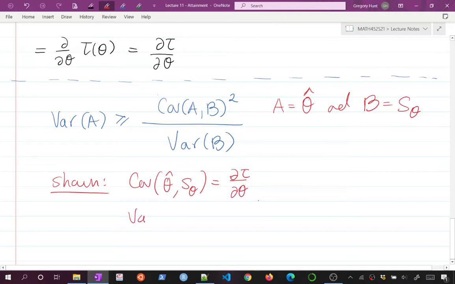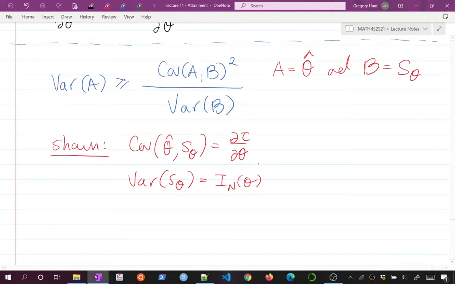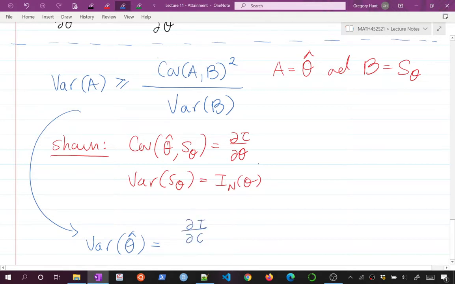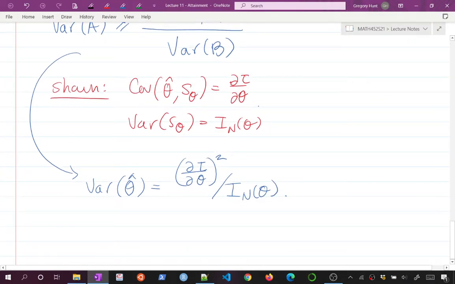We know that the variance of the score is, by definition, in some sense, the information. And variance of A is just the variance of our estimator. So if we plug all these in, we get the variance of theta hat is at least the covariance between theta hat and S, squared, over the variance of the score, which is the information. So that's the theorem, and that's the full proof.